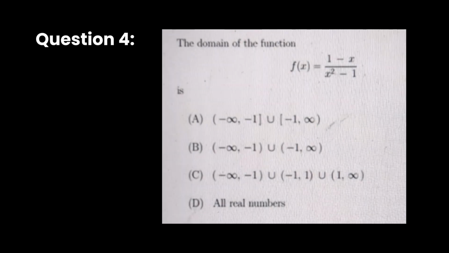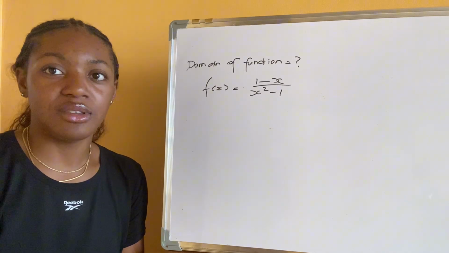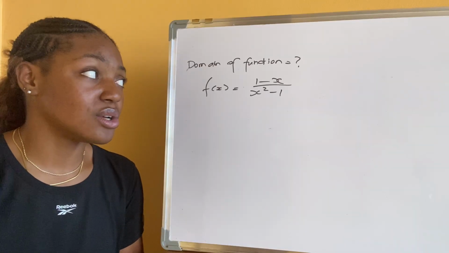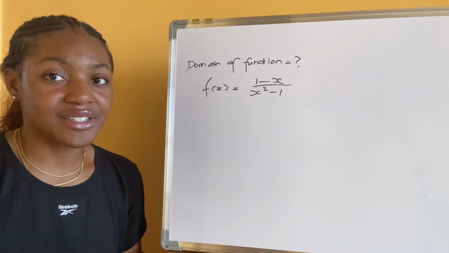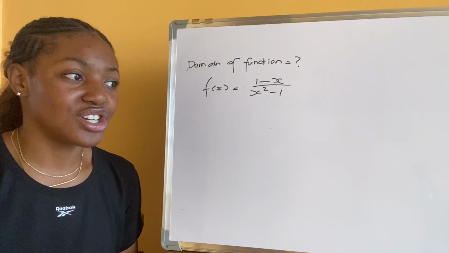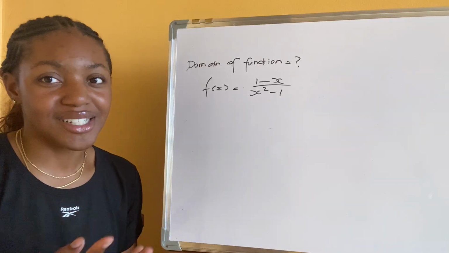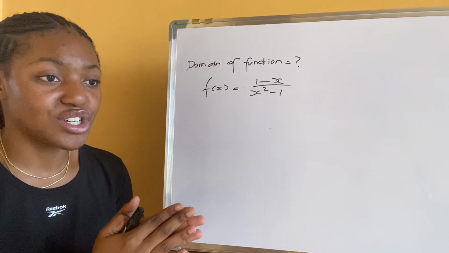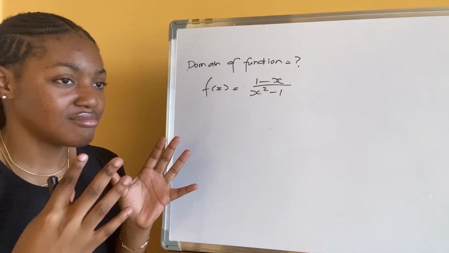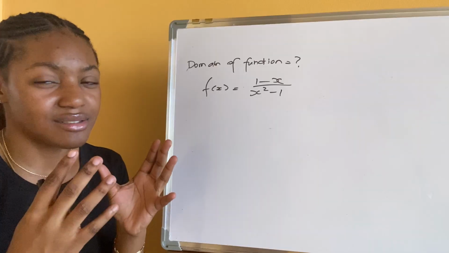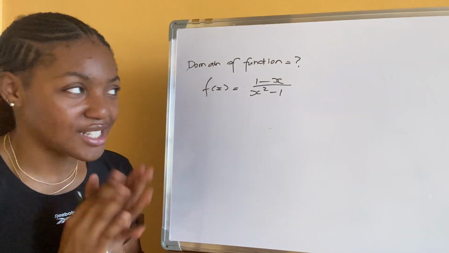Question 4. We want to find the domain of the function f of x equal 1 minus x over x squared minus 1. So just like the last question, we're finding the domain of this function. We'll have to find the x values that make this function undefined. And by finding the x values that make this function undefined, we can determine an interval where we find x values that make the function defined. So let's just get into it.